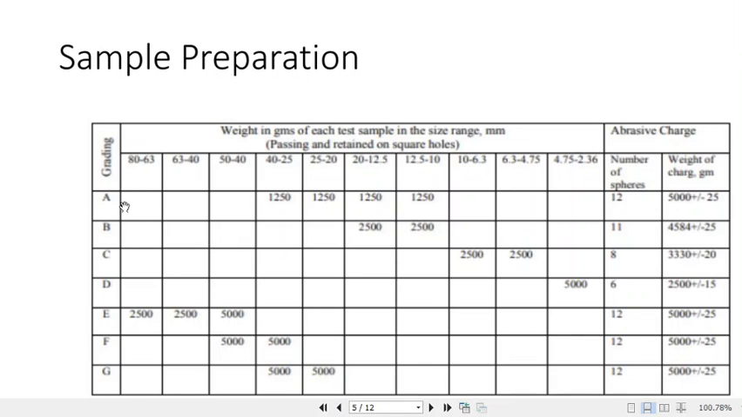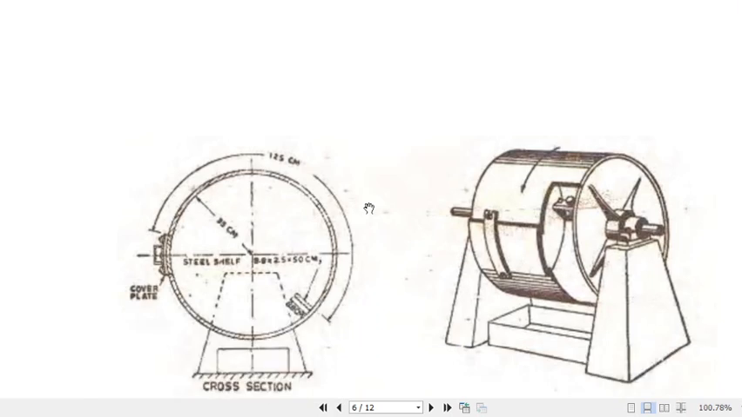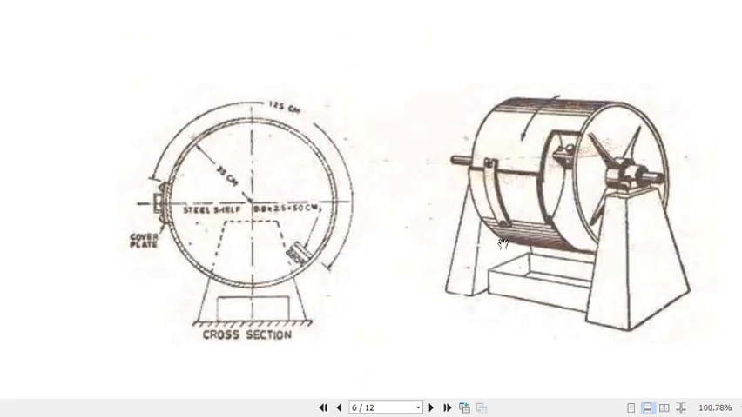As the grading differs, the number of spheres, that is the number of abrasive charges, also changes. The weight of the charges, that is the steel balls, also changes accordingly with the grading of the aggregate. So this is all about the sample preparation. This is an abrasion testing machine. In our next class we will go for the demonstration of the abrasion test.